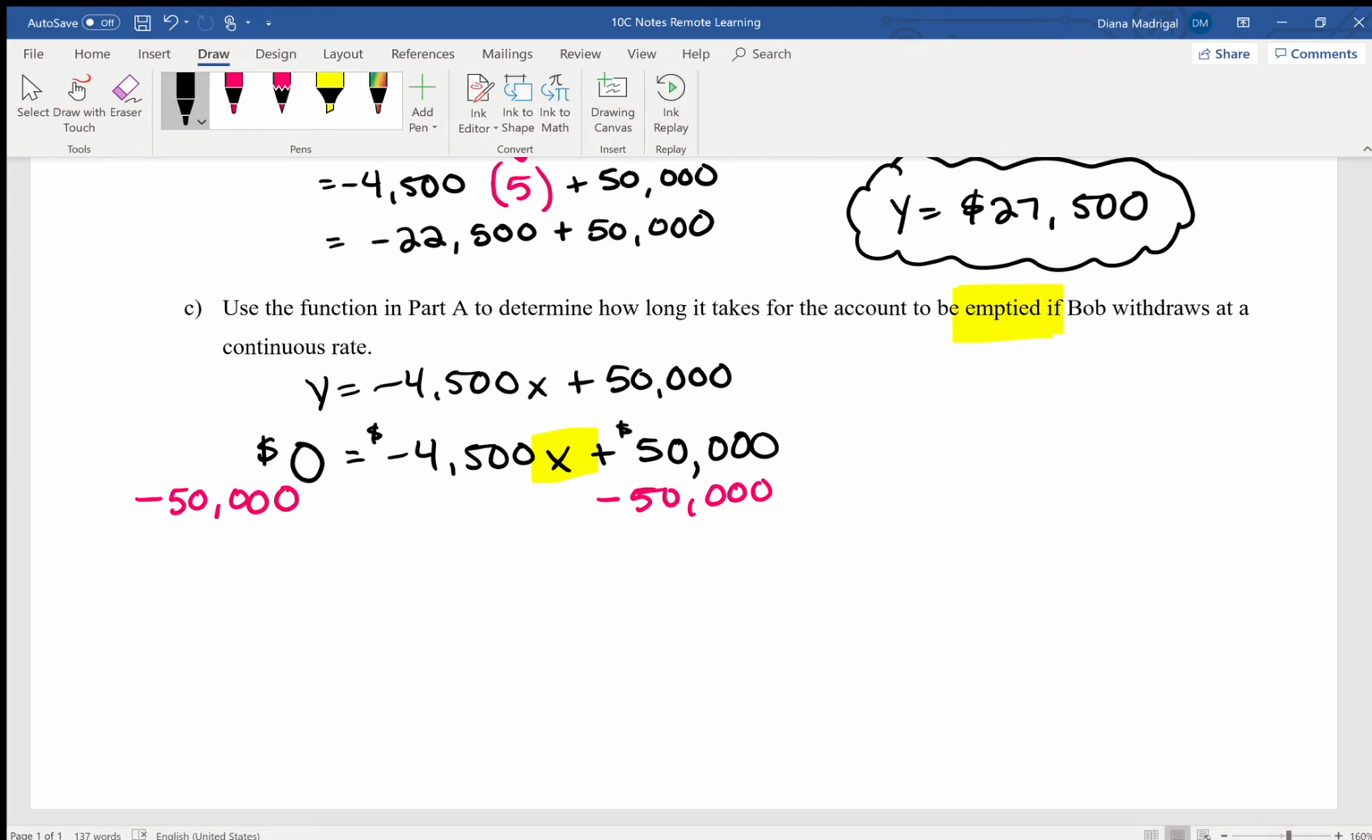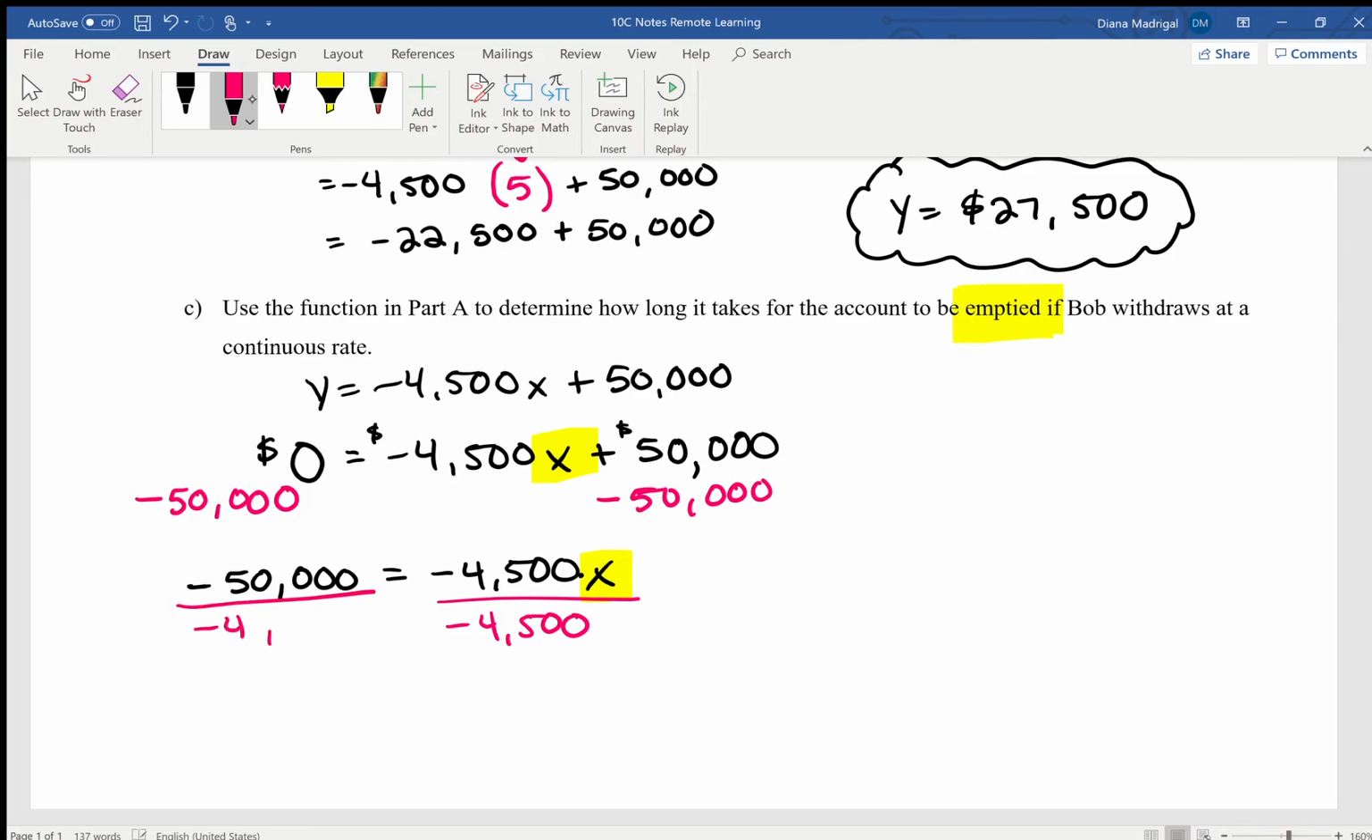All right, so now I have negative 50,000 equals negative 4,500x. Okay, I'm still solving for x. I need x by itself. Remember, negative 4,500 is next to x, and that means that it's being multiplied. To get rid of it, I need to do the opposite of multiplication, which is division. So I'm going to divide by negative 4,500 on both sides. Let me just put it in a different color so you guys can see what's happening. I'm dividing by 4,500. Whatever you do to one side, you got to do to the other side.